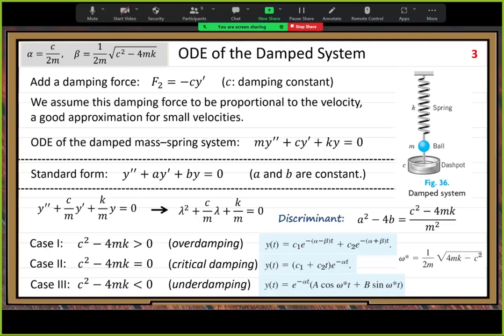Here are the relatively simple cases, the first two simplest cases. Later we will see more complicated cases.